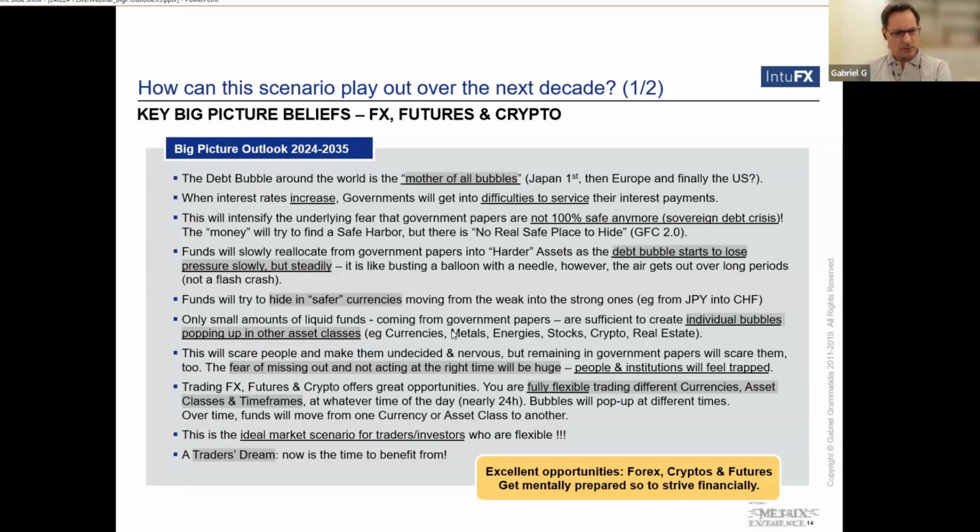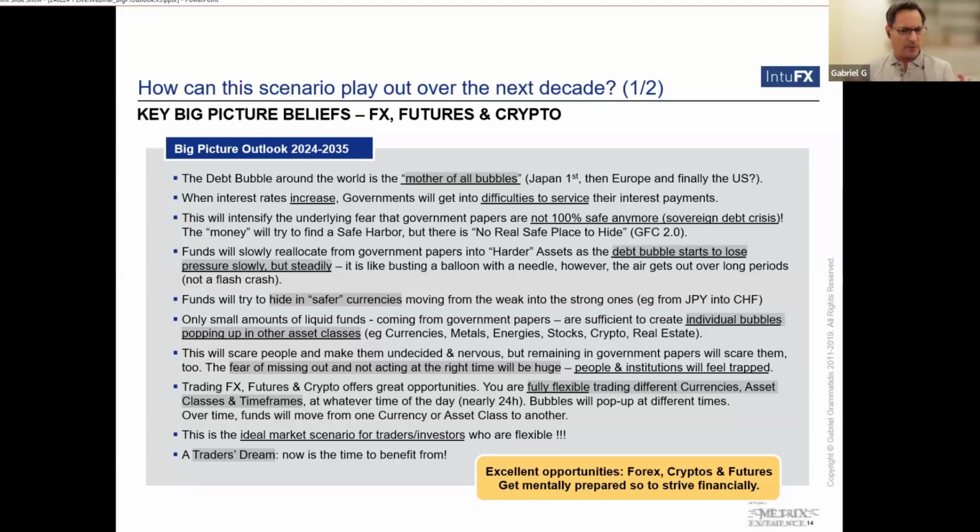And this is what we're basically foreseeing. Currencies will bubble, metals, energies like crude oil, natural gas, stocks, right? Cryptocurrencies, real estate. So this is where money coming from government debts is trying to move into, right? And well, this situation will scare many people, right?